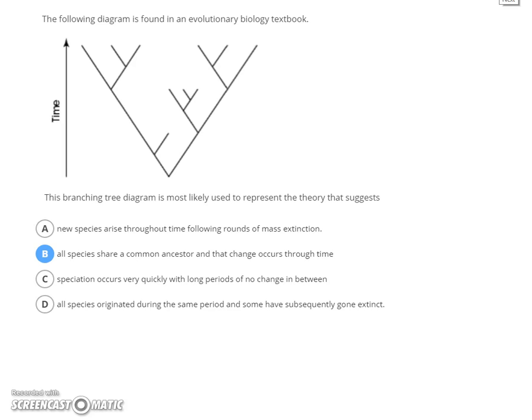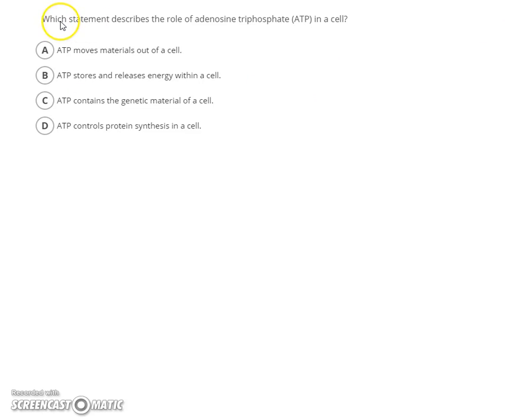So next question. Which statement describes the role of adenosine triphosphate, that's ATP, in a cell? ATP, remember, is like the energy currency. Its job is to store and release energy within a cell. Remember, if a cell needs energy, typically it's going to use ATP as its source. And that's why cellular respiration, for example, its entire job of that process is to make ATP. And then that ATP is what's used to do all kinds of other things within the cell.